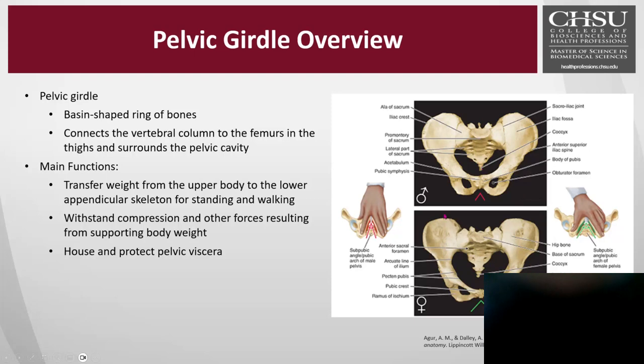This is a pretty cool picture comparing the males and females. I did point out a few key traits, and I think this is good to know. Number one, the pubic angle. So less than 90 degrees, that will be a male. Greater than 90 degrees, usually female. The inlet itself, just the sheer size.